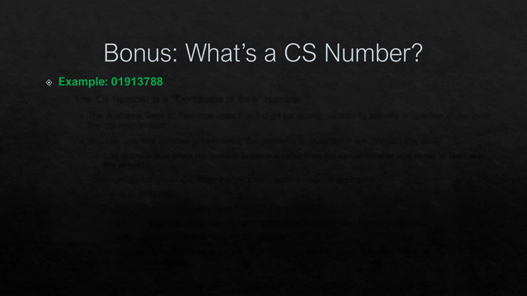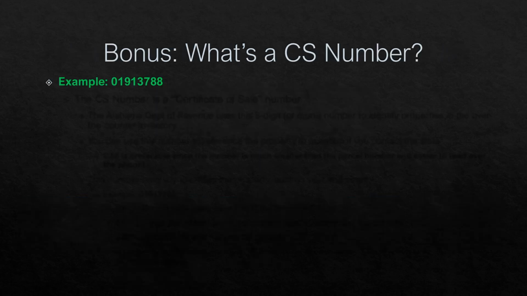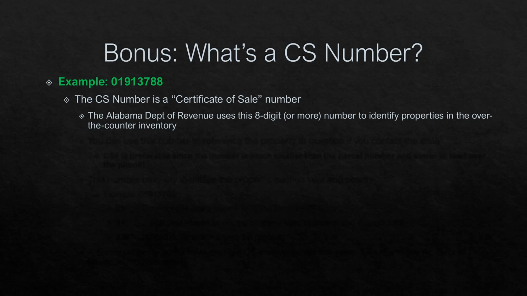We're going to talk about what is a CS number. I've mentioned it a couple times in this video already. In our example, it's an 8-digit number. I'm going to show you the property here in a minute. Whoops, let's go to it. There we are. The CS number is what the state calls a certificate of sale number. It's 8 digits, or sometimes we've seen more, but this number is used to identify the properties in the over-the-counter inventory. That's the main purpose for this number. If you want to call and ask about a property in the OTC inventory, if you're waiting on a deed, if you're waiting on a price quote and have to call, this is the number you want to give them.